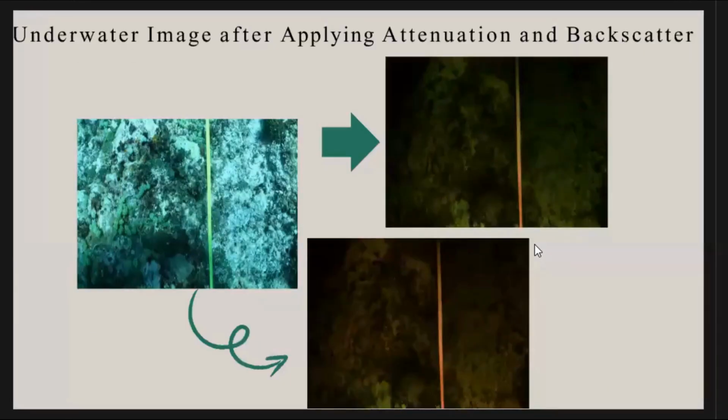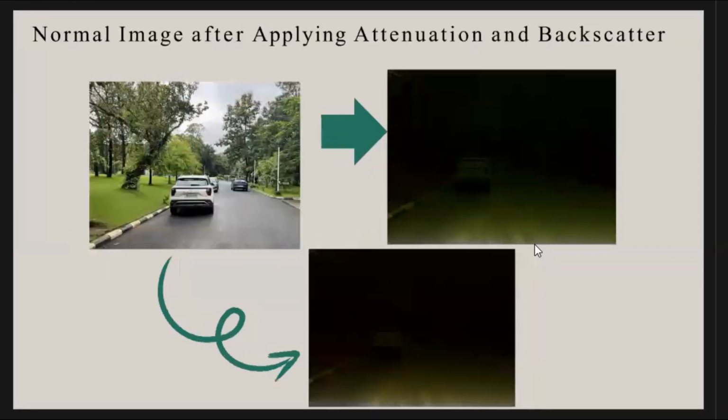As you can see, the left side presents the image before adding attenuation and backscatter, and the right side shows the image after applying attenuation and backscatter. You can see the difference in color and the blurriness, the effect of attenuation and backscatter. Now, this is a normal image of a car and trees before and after applying attenuation and backscatter.